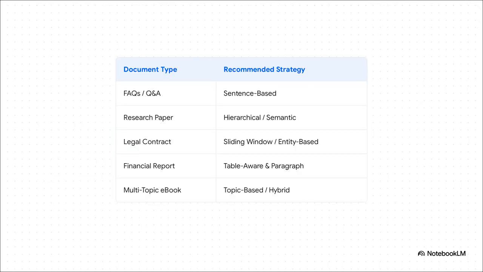To make it easier, here's a little cheat sheet to get you started. This gives you a practical guide. For instance, if you're working with a simple FAQ document, each question and answer is its own little world, so a simple sentence-based approach is perfect. But for a super dense legal contract where every clause is connected, you'll want something like sliding window to make sure you don't miss anything. And for a financial report packed with tables, you absolutely have to use a hybrid approach that is table-aware. It's all about matching the tool to the job.